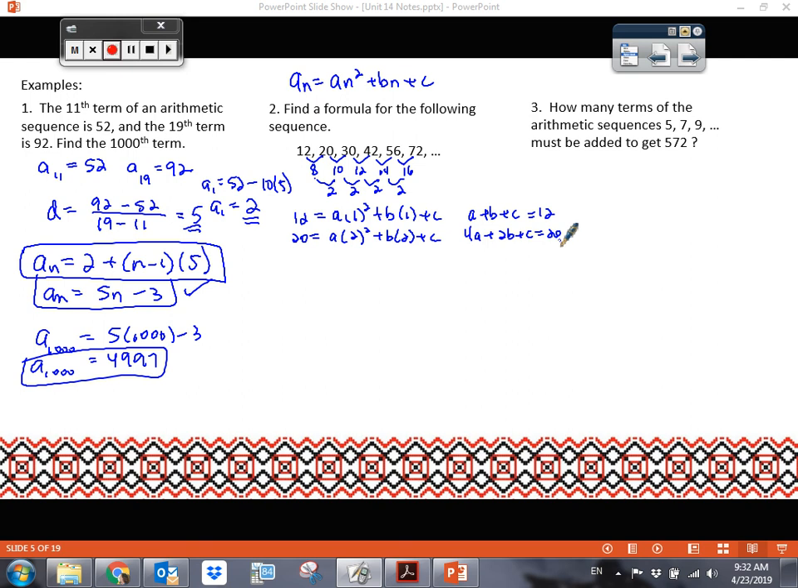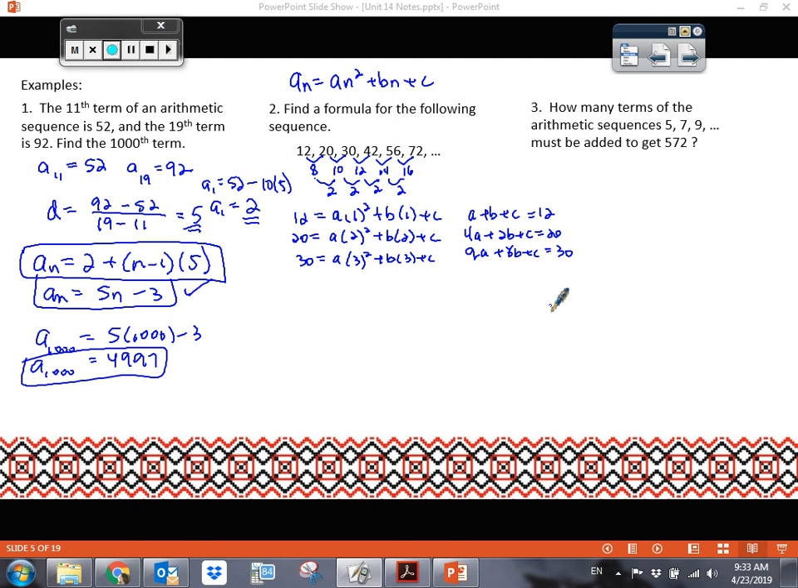Okay, now let's get our third one. Let's use the third number, which is 30, which is our third term. A times 3 squared plus b times 3 plus c. Again, writing that in a more usable form, that would be 9a plus 3b plus c is 30. And again, if I always use the third term, it's always going to look like this, right? Because it's a third term. This would just be different.